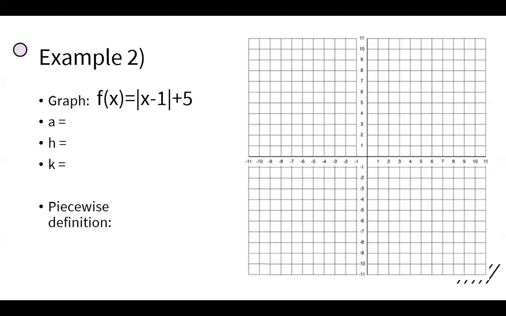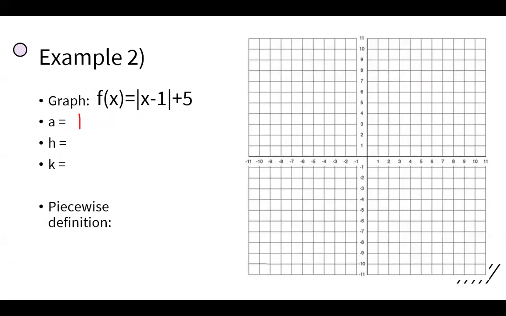Okay, so everyone has their pieces written down? All right, so let's analyze what's given to us. So we have f of x equals the absolute value of x minus 1 plus 5. So we're going to identify our a, our h, and our k. So what is our a here? So when I don't see a number, who's there? 1. Casper the friendly 1. So notice that there is no number there. So it's Casper the friendly 1.